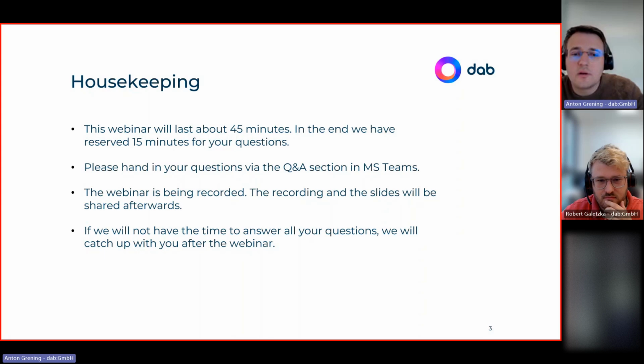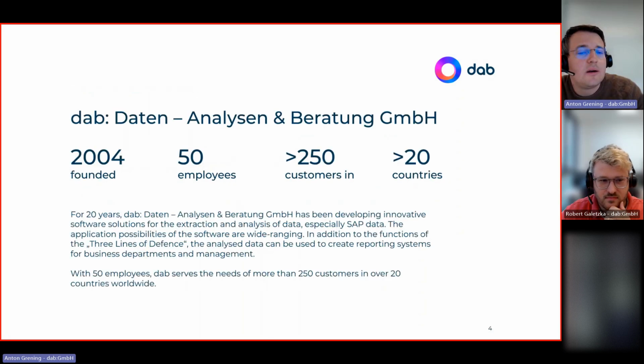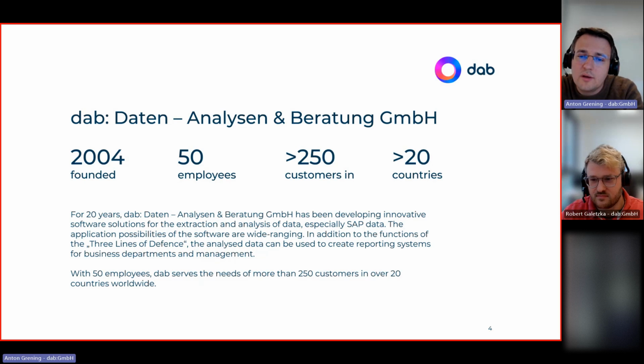Let's continue with our introduction of who we are. DAB is a mainly SAP data analytics software and service company. This year we celebrated our 20th anniversary. Our headquarters is in Deggendorf, which is around an hour's drive from Munich. We are around 50 employees, and our customers are from different industries and countries.